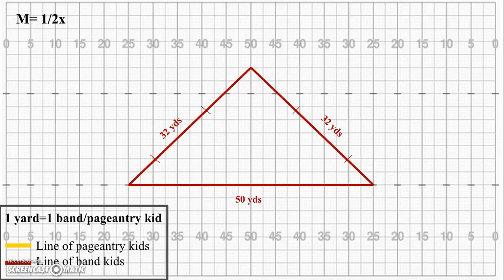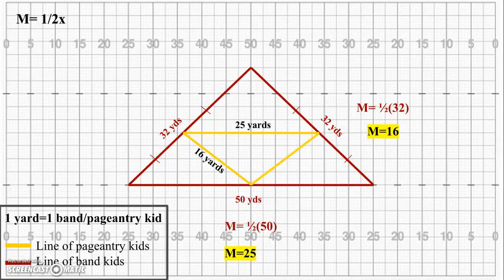If we inserted 50 for x, then m would equal 25. Therefore, the midsegment parallel to the base is 25 yards. Now let's look at one of the legs. If we insert 32 for x, then m will equal 16. So the midsegment parallel to that leg is 16 yards. Since the two legs are congruent, then the remaining midsegment will also be 16 yards.